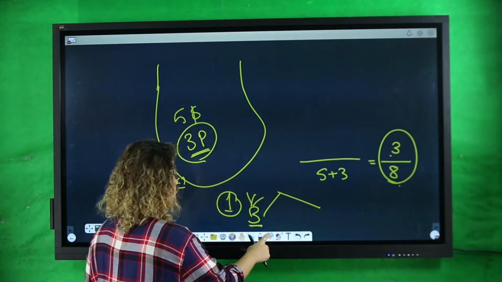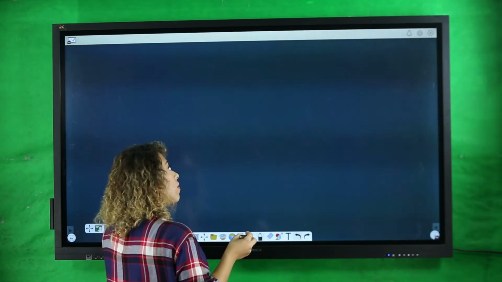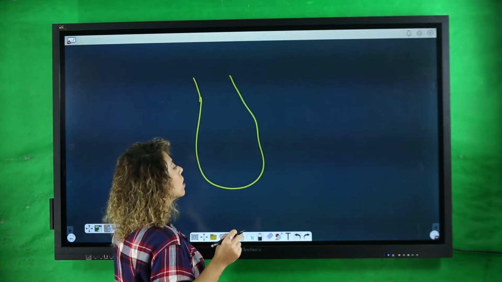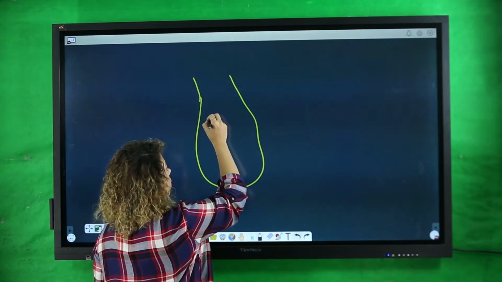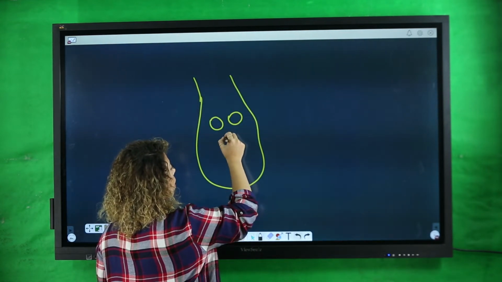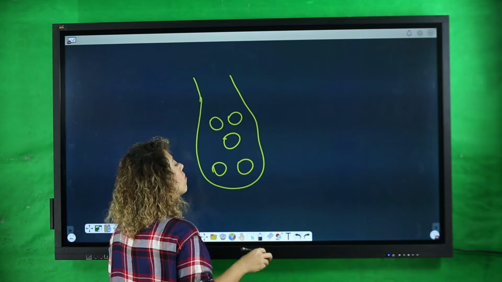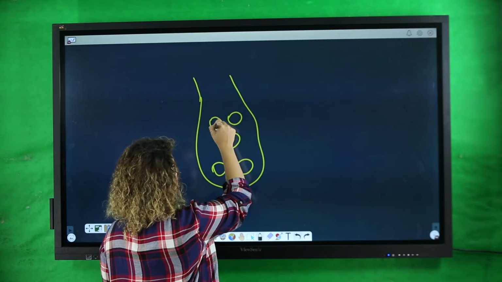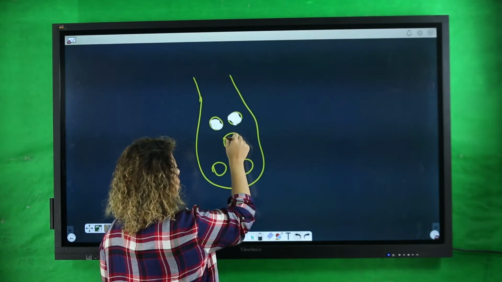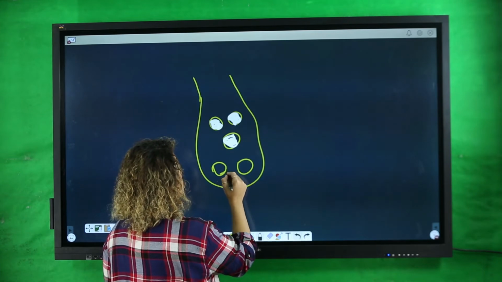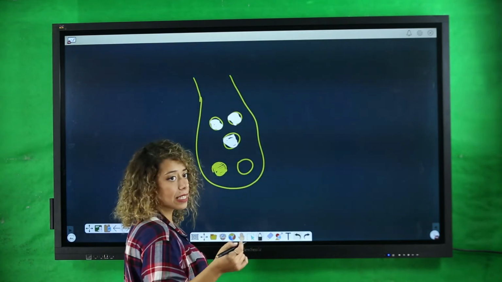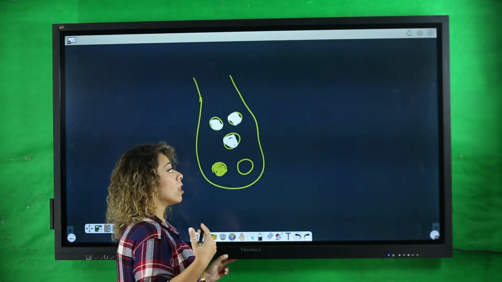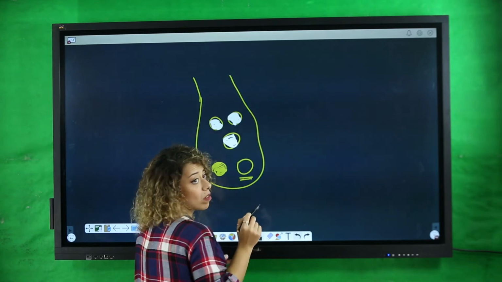I have another question. If I have a pack and I told you I have 5 balls, 3 of them are white, 1 is green, and 1 is colorless. So I asked you a question. What's the probability of choosing the colorless one? The colorless one.